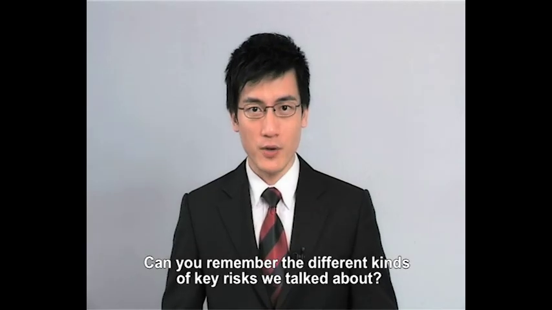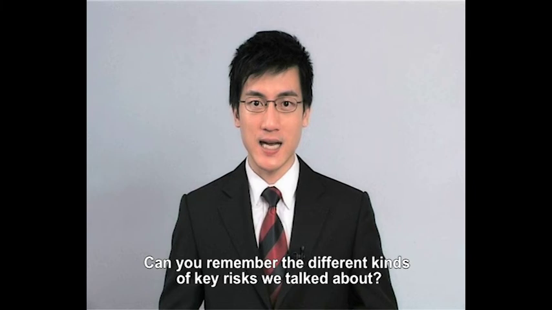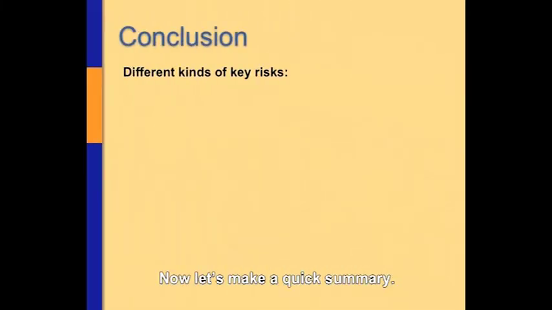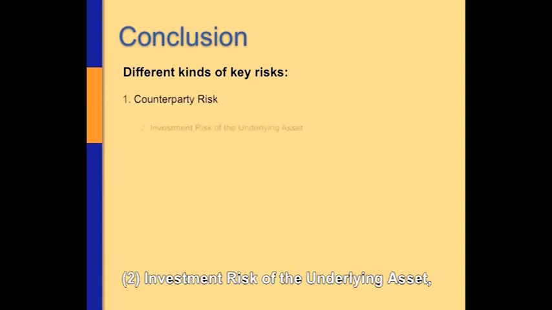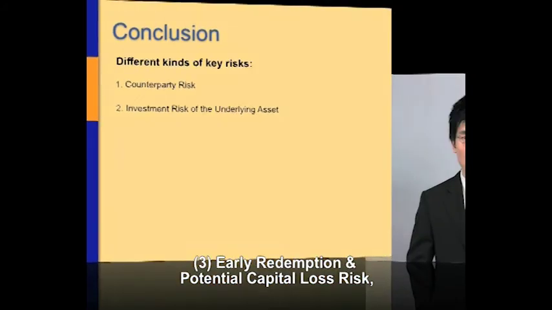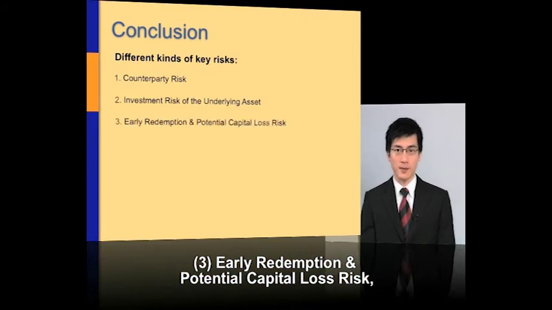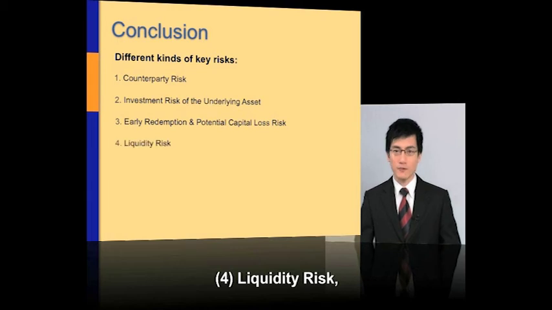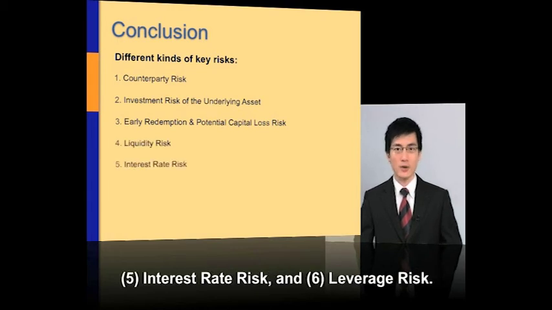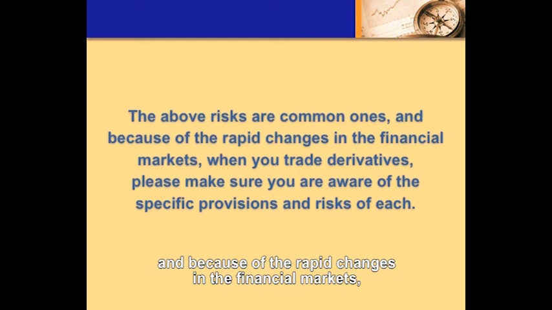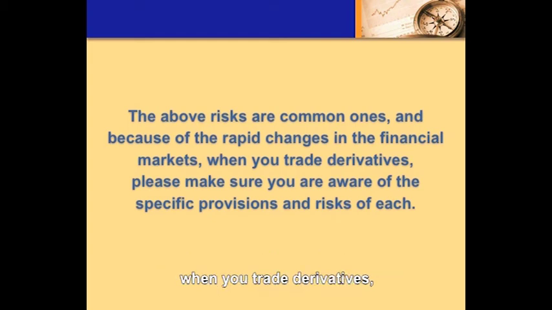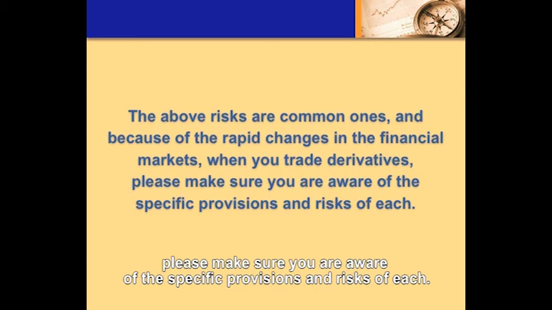Can you remember the different kinds of key risks we talked about? Now let's make a quick summary. They are 1. Counterparty risk. 2. Investment risk of the underlying asset. 3. Early redemption and potential capital loss risk. Number 4. Liquidity risk. Number 5. Interest rate risk. And number 6. Leverage risk. The above risks are common ones, and because of the rapid changes in the financial markets, when you trade derivatives, please make sure you are aware of the specific provisions and risks of each.